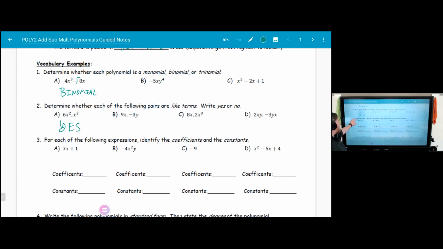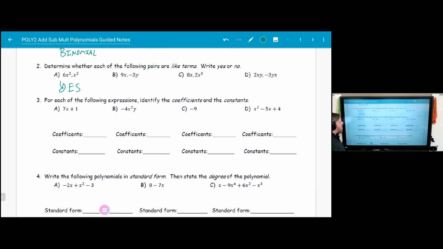Look at number 3. For each of the following expressions, identify the coefficients, so the numbers multiplying the variables, and the constants, just numbers. We have 7x plus 1. Our variable is x. Our coefficient, the value multiplying x, is 7. Our term without a variable is just 1, making that our constant. You're going to try B, C, and D, and then check your work here in a minute.